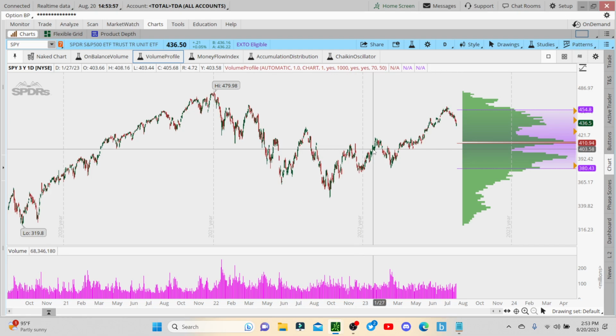Okay, so that is what I want to show you. That's our volume indicators. You can check all of these out. They're all free. I'm using Thinkorswim, so they're all provided on there for free.